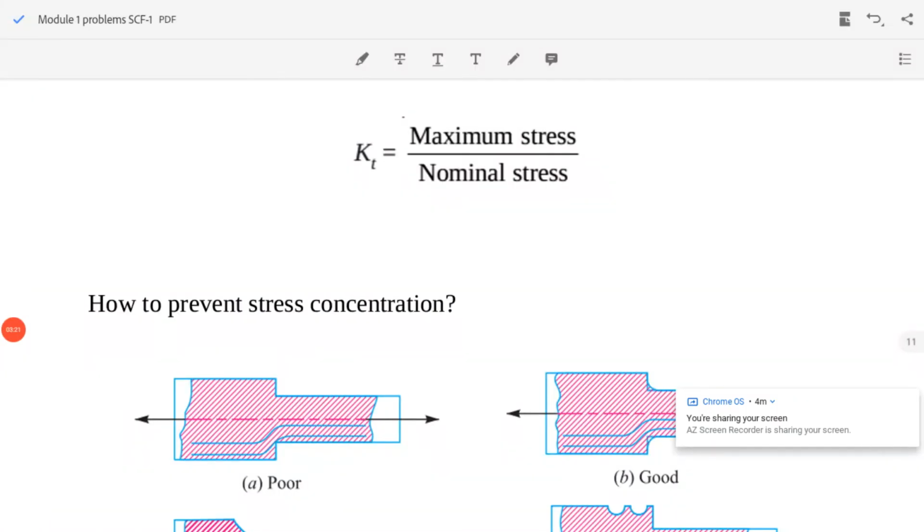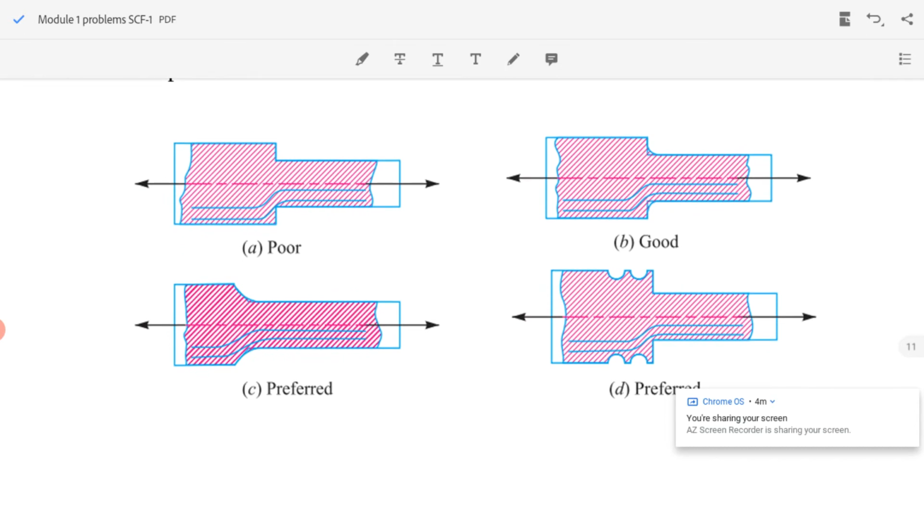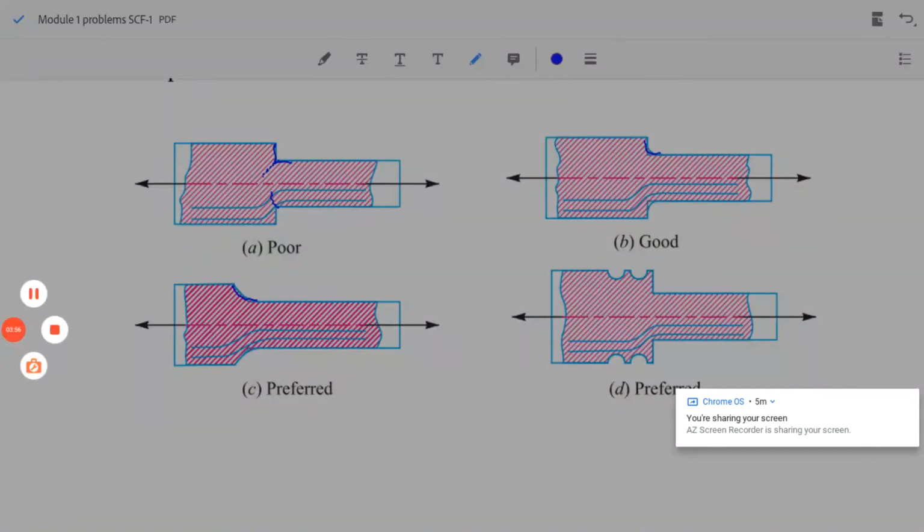In order to avoid stress concentration, we prevent sudden changes in cross section. See this figure. In figure A, there is a sudden change in cross section which can produce a stress concentration which can result in a crack to propagate along this plane. It will get cracked about this. In order to prevent such crack formation and stress concentration, we give a fillet, or we can increase the radius of the fillet, or we can give some grooves so that there is a gradual change in the cross section.